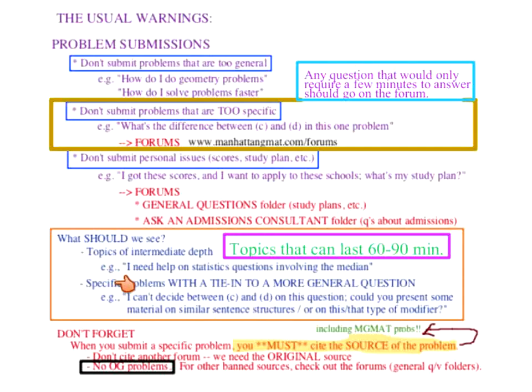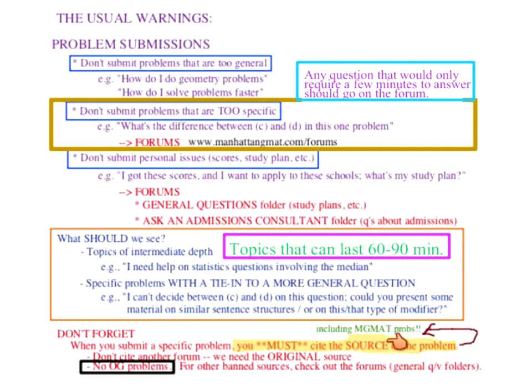And if you submit specific problems, that's actually a good thing. But please tie them into some sort of more general theme that you would want to see discussed in the study hall. Something like, I can't decide between C and D on this one question, but could you please present this more general topic that it ties into?